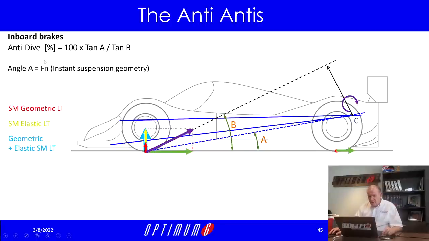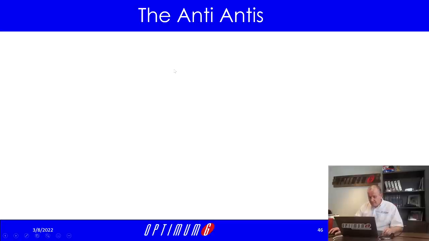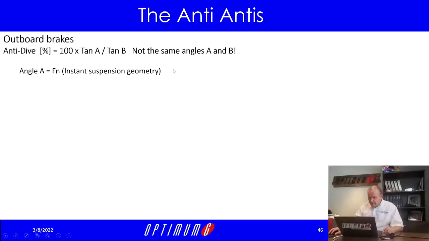The angle A is a function of the instant suspension geometry at that moment, because it has to be an iterative solution, and the brake distribution load transfer. When you change the distribution between the front and rear braking force, you are effectively changing the angle B, so you change the anti-dive. That is for brakes which are inboard in the wheels. If you have outboard brakes, it's the same calculation, but the angles A and B are not the same. Angle A is a function of the instant suspension geometry, and angle B, of the brake distribution and load transfer.